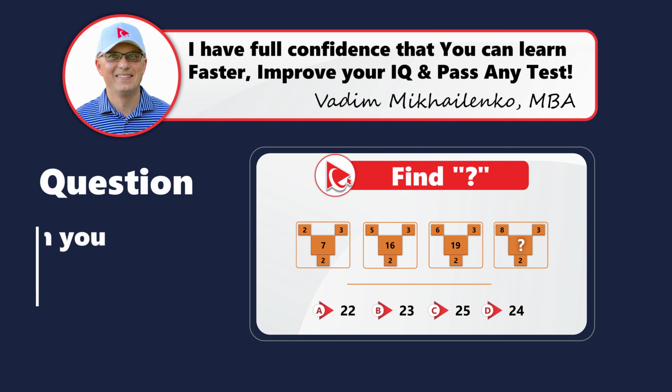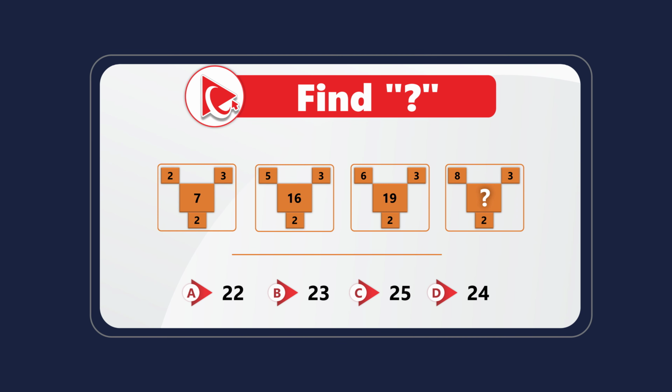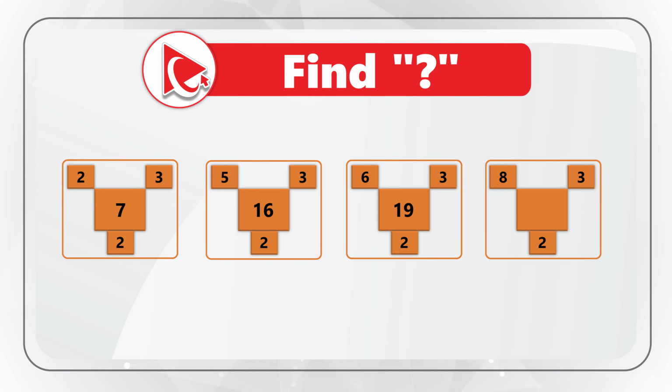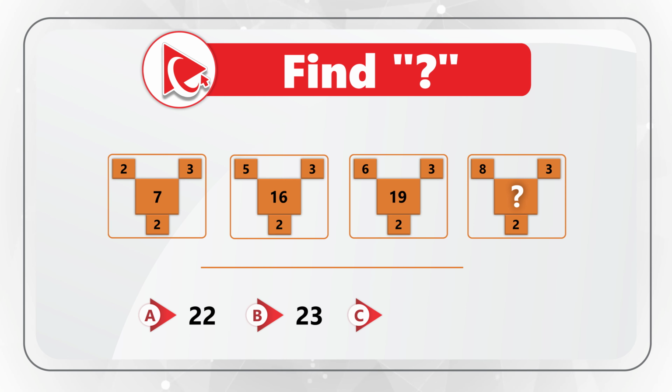Here's the question of intermediate complexity we frequently see on the test. You're presented with four shapes, and one shape has a missing number in the middle. You need to calculate the pattern and calculate the missing number, selecting it by one of four possible choices. Choice A, 22. Choice B, 23. Choice C, 25. And then last but not least, choice D, 24.